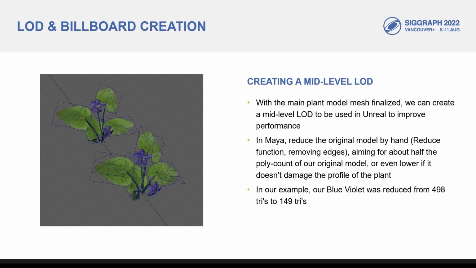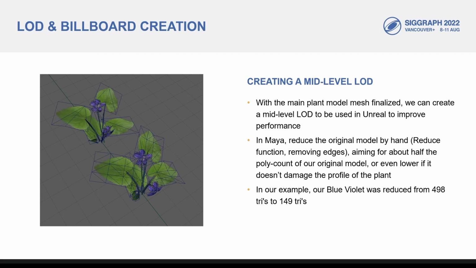So now that the main parts of our plant model are finished, we've got our main mesh, our textures and everything, we can start working on our LODs. The first one we'll do is a mid-level LOD to be used in Unreal, of course, to improve performance. And in this way, we get more direct control over the way that the LODs work rather than having Unreal generate them. In Maya, we'll duplicate our original model and just reduce it by hand.